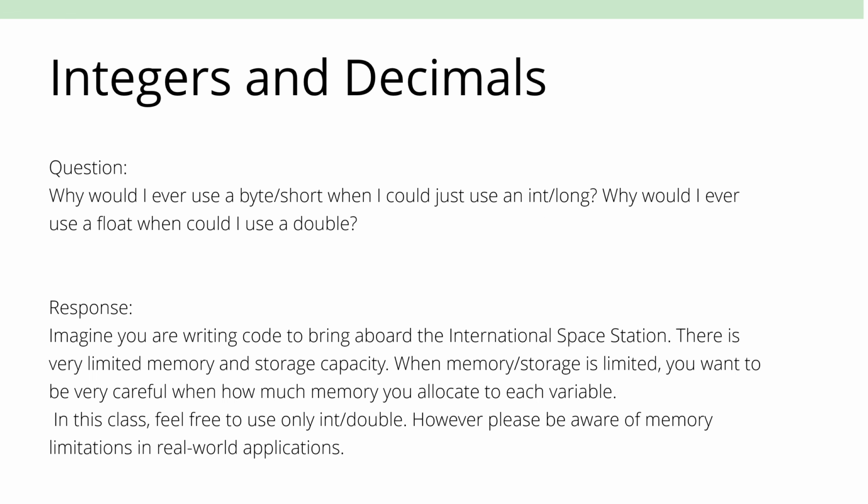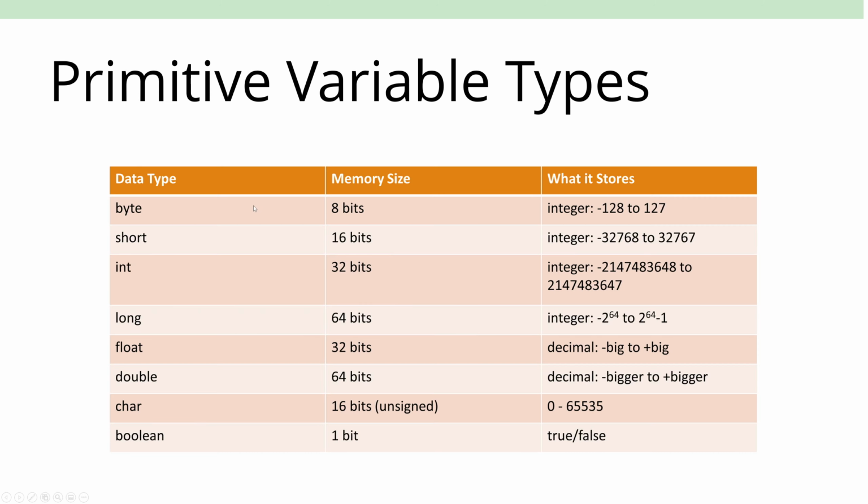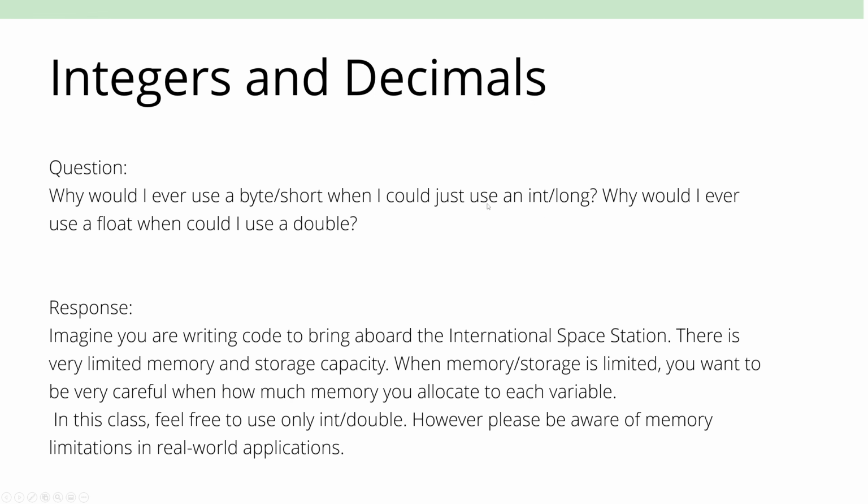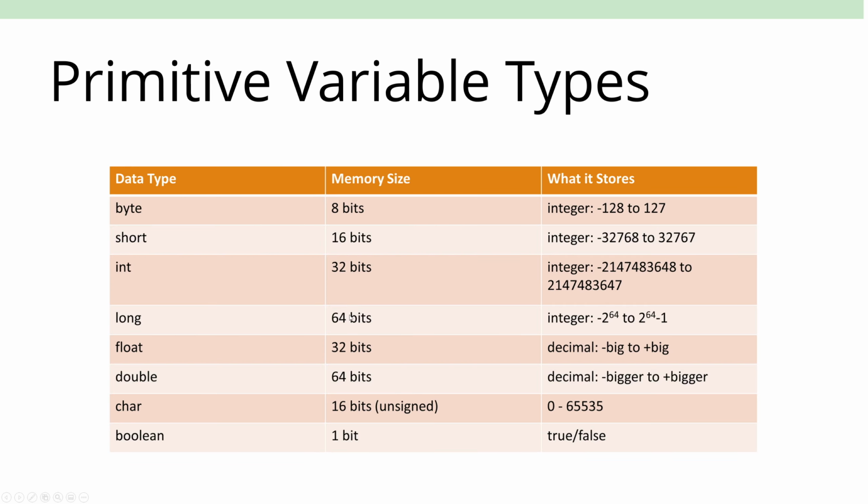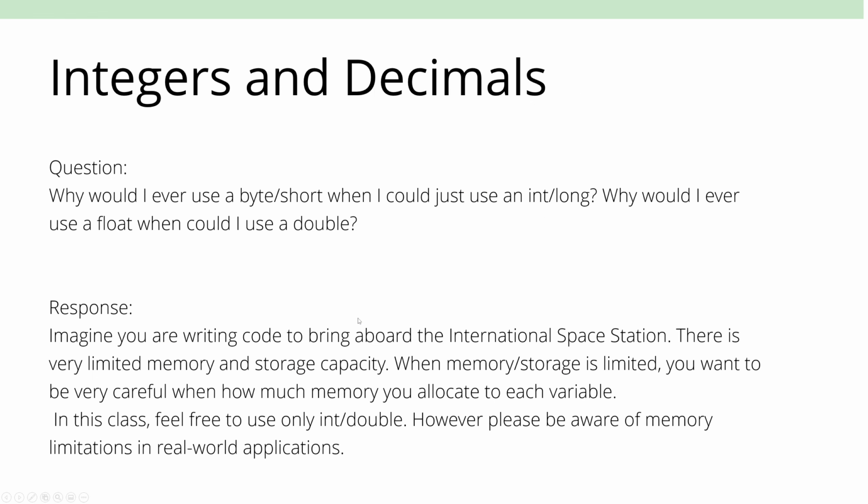Okay, so we talked about how each one has a different size. It's represented by a different number of bits. So why would I ever use a byte or short variable type? And remember, byte or short is 8 bits or 16 bits. When I could just use an int or a long variable type, which is 32 or 64. Why would I use 8 or 16 instead of just using 32 or 64 all the time? Similarly, why would I ever use a float when I could use a double?